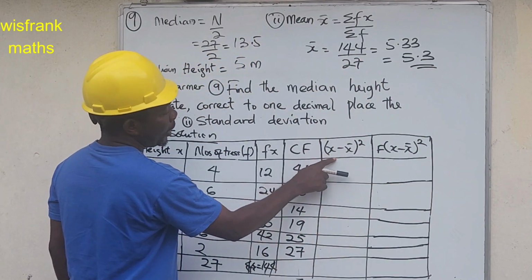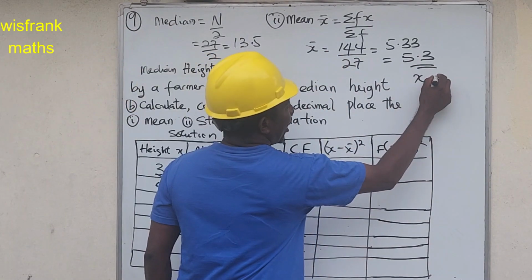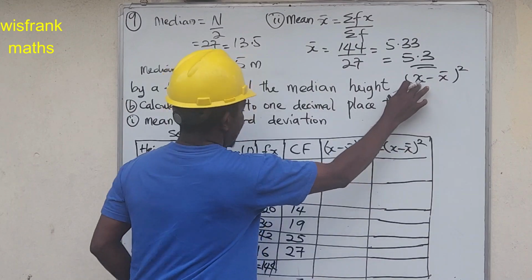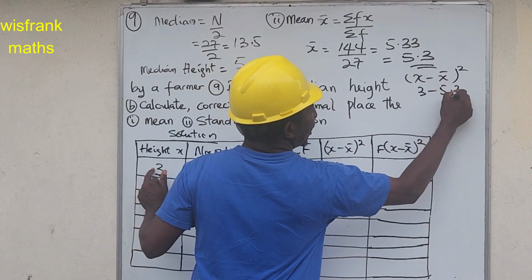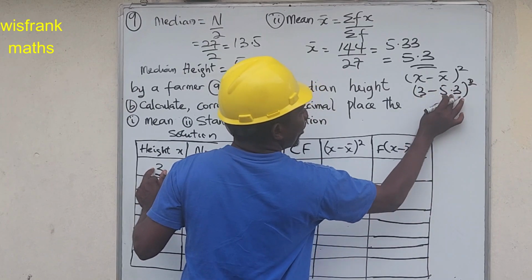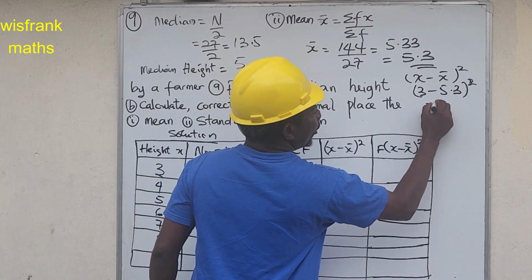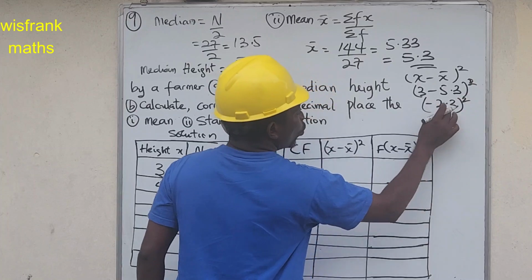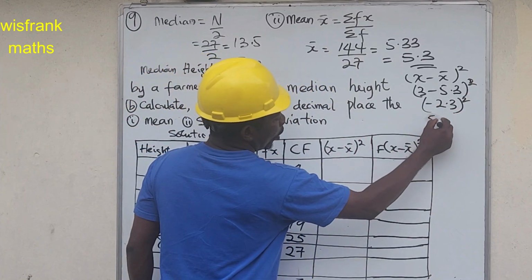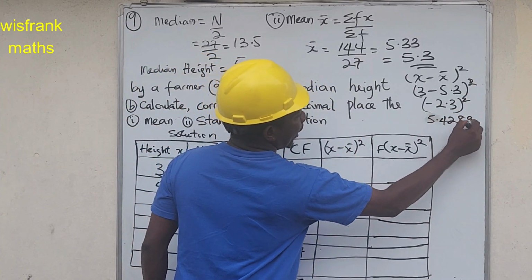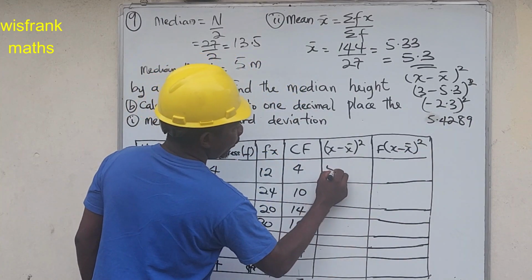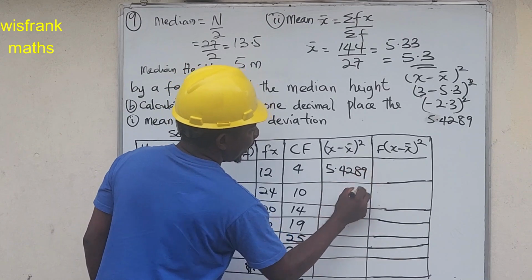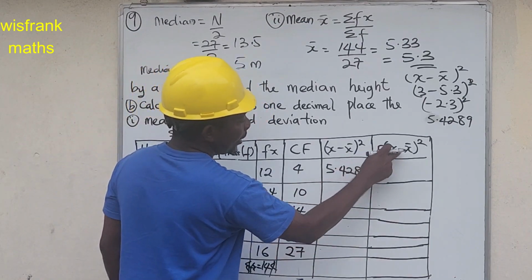Then to fill in this place, we have x minus the mean, all squared. So x here is 3. It's going to be 3 minus the mean, which is 5.3, all squared. So 3 minus 5.3 is minus 2.3 squared. If we square this, we are going to have 5.4289. So we fill in here 5.4289. The next one is the frequency times this.